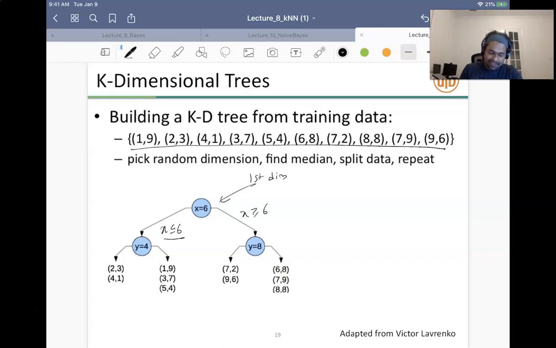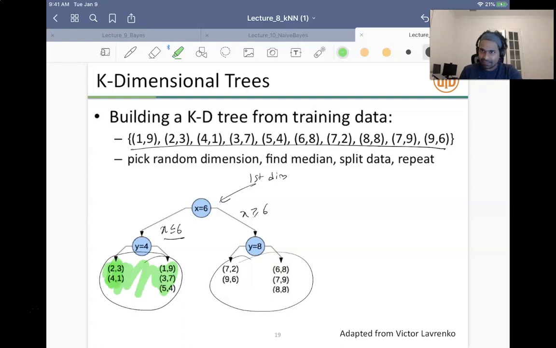Once I split on x equal to 6, I get two subparts of my data set. Now I split this again on the next dimension. I take this data set, which is highlighted here in green, and find the median of this. It turns out y equal to 4 is the median. So I again get two halves. I get this half, which is 2, 3, 4, 1, with the y-axis, the second axis, less than 4, and this one with the y-axis greater than or equal to 4.